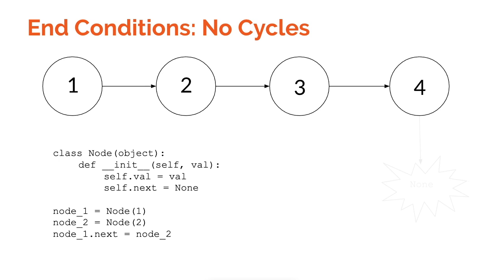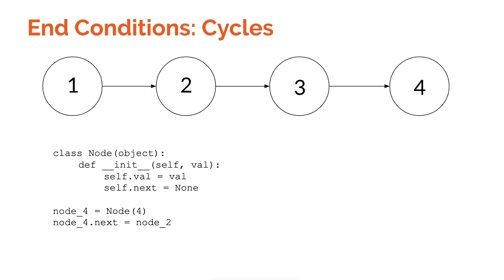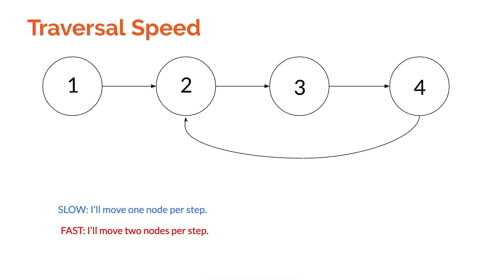And the way we know this is because the last node just points to none, as opposed to pointing to a previous node. However, if there is a cycle, what does this look like? We see that node 4 would point to node 2, and what's going on here is we're just setting the next value of node 4 to node 2. This is the crux of how we're going to solve this problem. There's going to be two pointers, slow and fast. Slow is going to move one node per step, and fast is going to move two nodes per step.